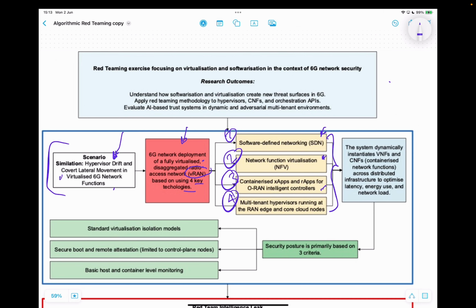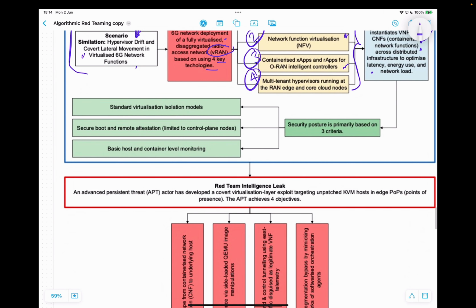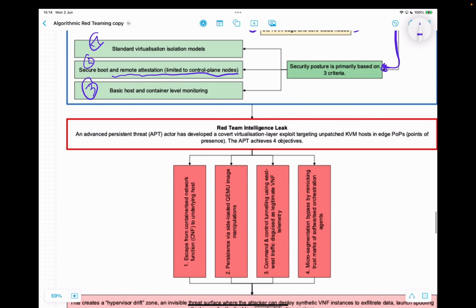Those 4 key technologies would lead to the system dynamically instantiating the VNFs and the CNFs, those are the containerized network functions, across a distributed infrastructure to optimize latency, energy use, and network load. Now, the security posture in this scenario is based on the following 3 criteria. First, standard virtualization isolation models. 2, secure boot and remote attestation, which is limited to the control nodes. And 3, basic host and container level monitoring.